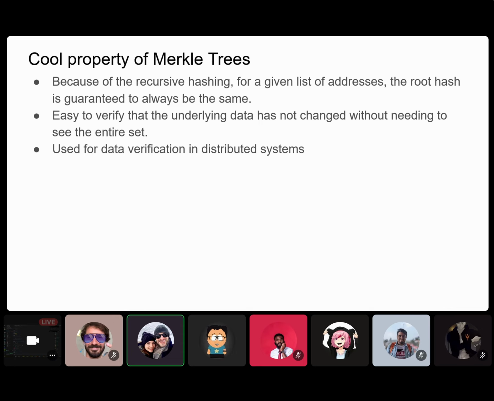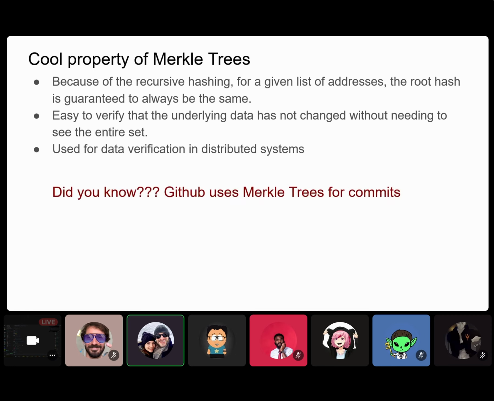The cool property of Merkle trees is that because of the recursive hashing, for any given list of addresses, once you get to the root hash, you're pretty much guaranteed to always have the same root hash if you're using the same base set of data. So it's easy to verify the underlying data, making sure that it hasn't changed, and you can do that without needing to see the entire set of data. This is used for data verification on distributed systems. One interesting thing to know is that GitHub uses Merkle trees for commits. I didn't know that until I did a little deep dive into Merkle trees.